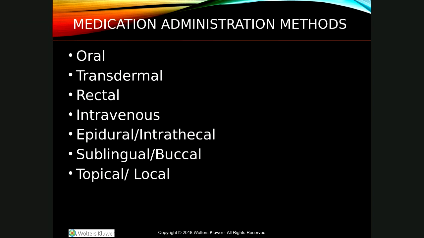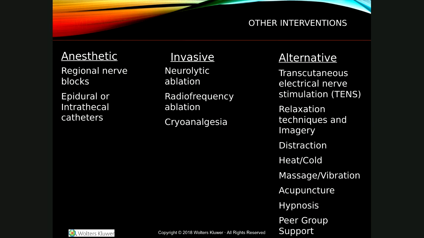Pain medication can be given in a variety of different methods. Administration can be oral, transdermal, rectal, intravenous, epidural, intrathecal, sublingual, buccal, or topical. These are just the methods of giving the medication. And here are a variety of other interventions that can be used in conjunction with traditional therapy as well: TENS unit, relaxation, distraction, cold and heat therapy, massage, vibration, acupuncture. Those are just other ways to help control the pain.